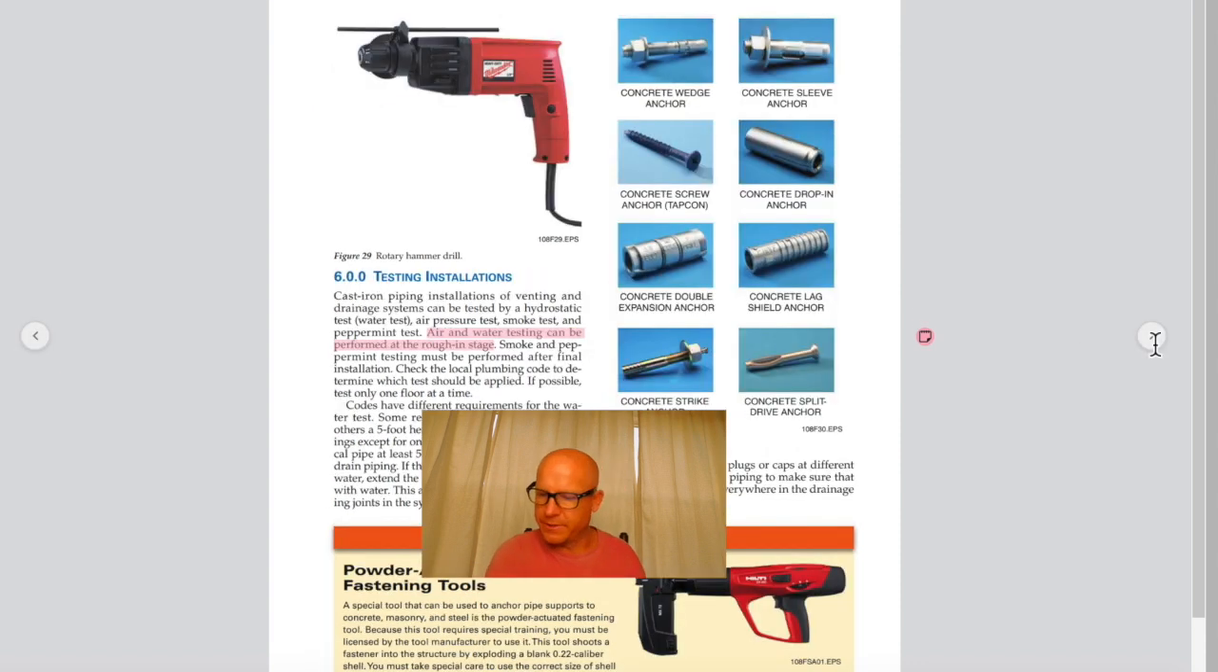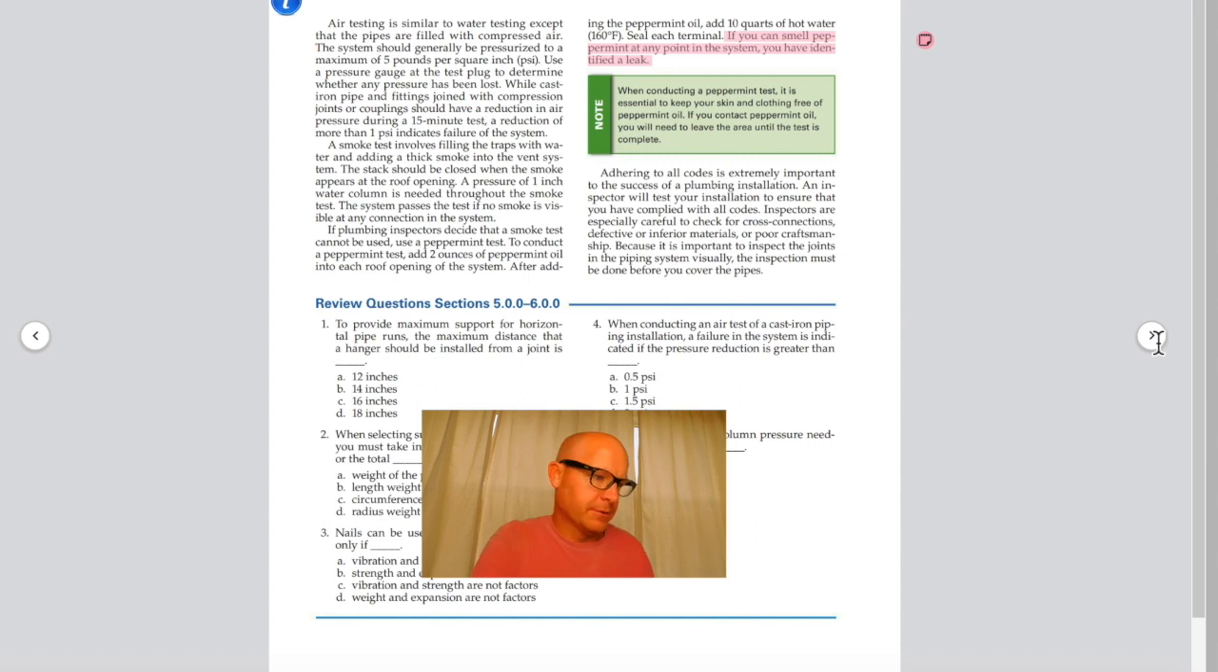Couple of last notes here. Performed at the rough end stage, air and water testing can be done, all right? So air and water is what you can test with during the rough end stage. You got it? Final note, there's a test you can do at the end, the peppermint test or mint test. You drop a couple of ounces of peppermint oil down the vent, then you add some hot water, and peppermint's very strong. So if you perform a mint or peppermint test and you smell mint or peppermint in your system, you have a leak. All right, just remember that.